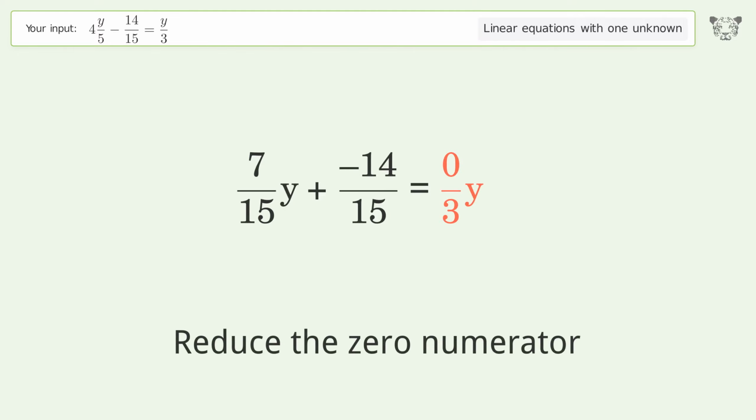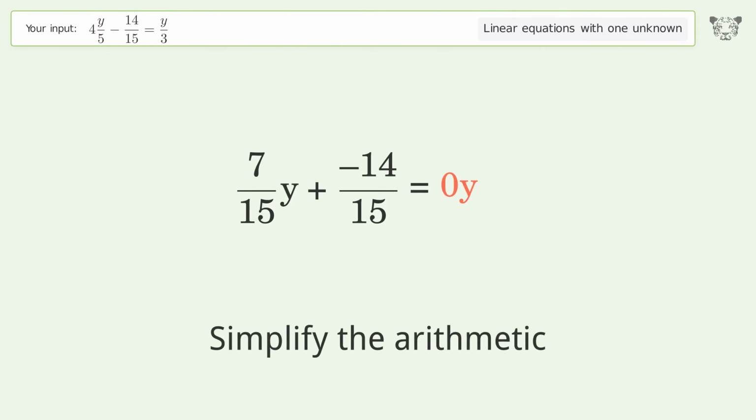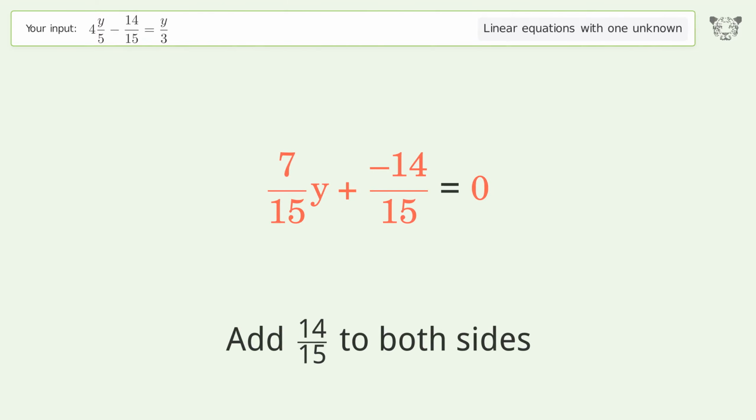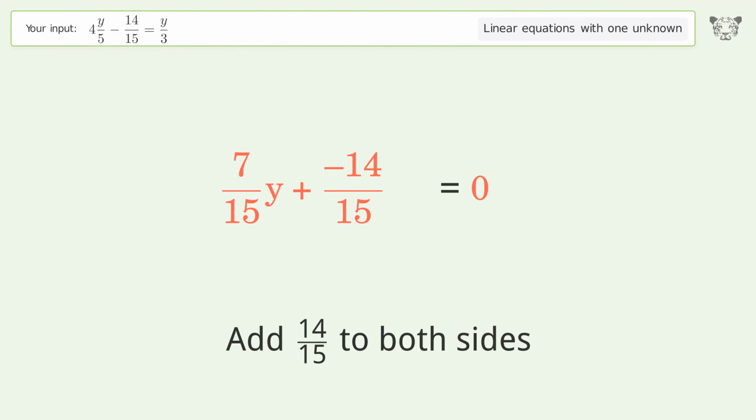Reduce the zero numerator. Simplify the arithmetic. Group all constants on the right side of the equation. Add 14 over 15 to both sides.